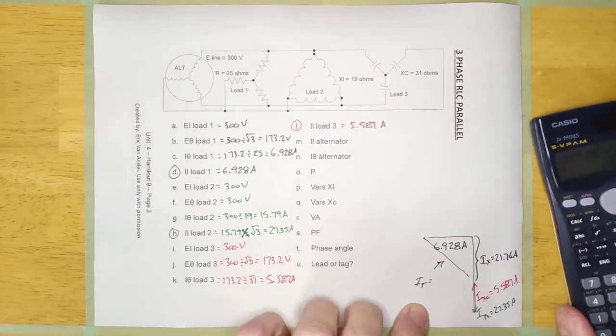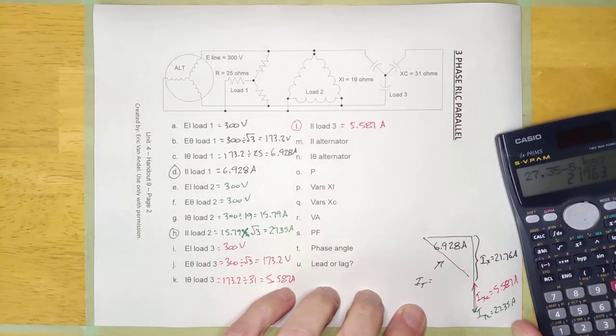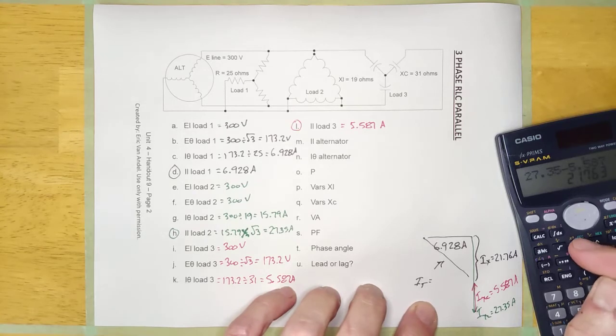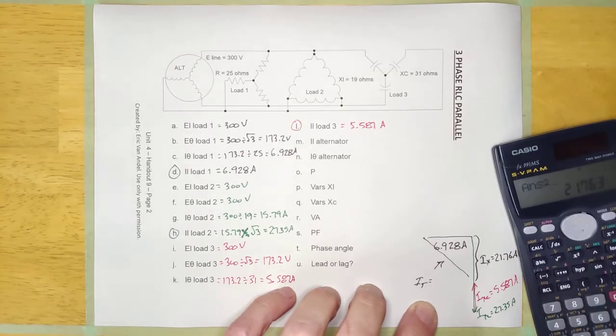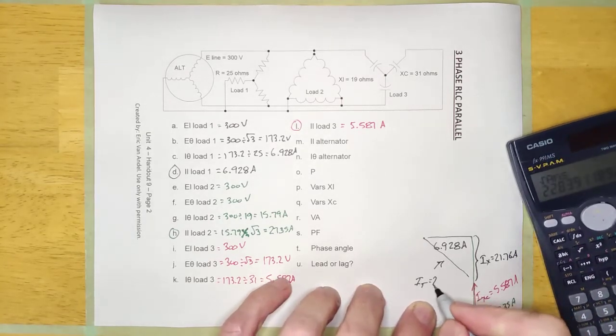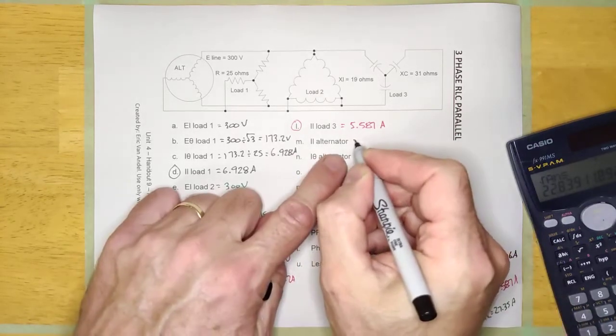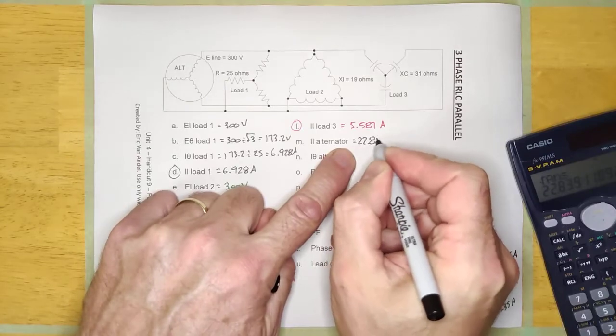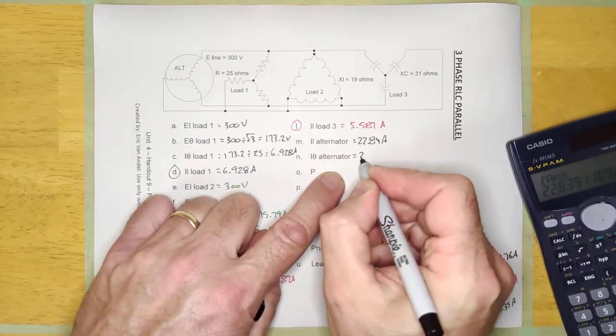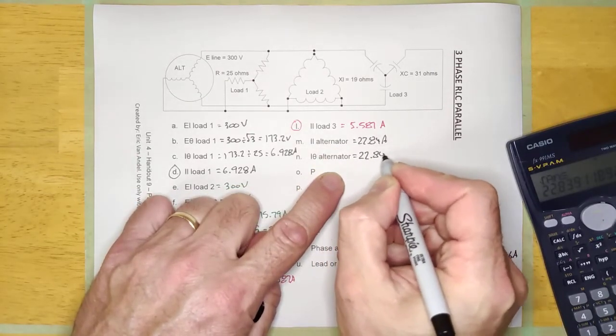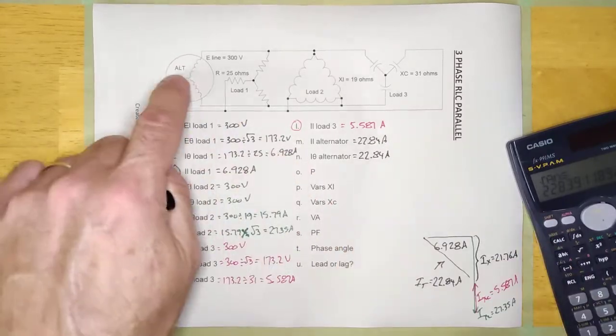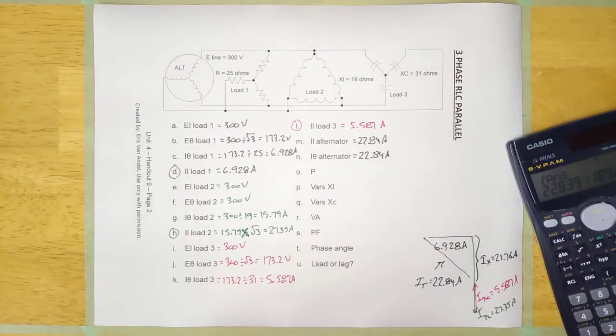And I'm going to calculate it right here, real quick, guys. It's going to be that squared plus 6.928 squared, equals, root, equals, okay, 22.84 amps, and that's going to be right here, 22.84 amps, and it's going to be here too, also 22.84 amps. That's because, again, Y connected alternator, okay?